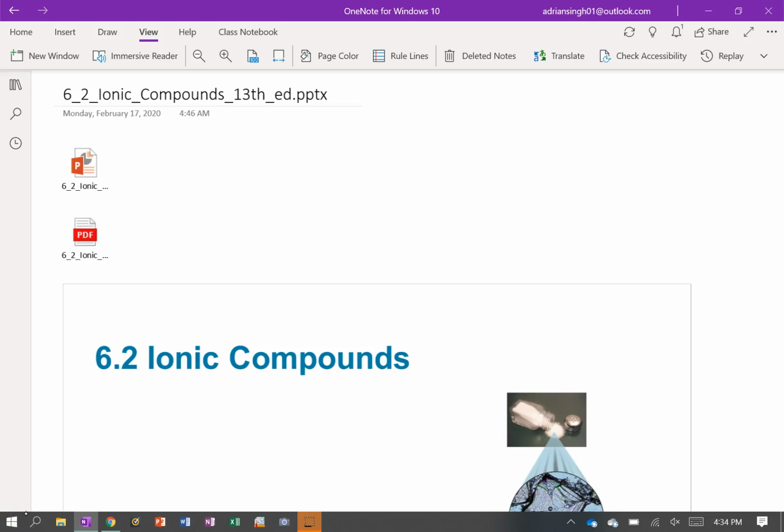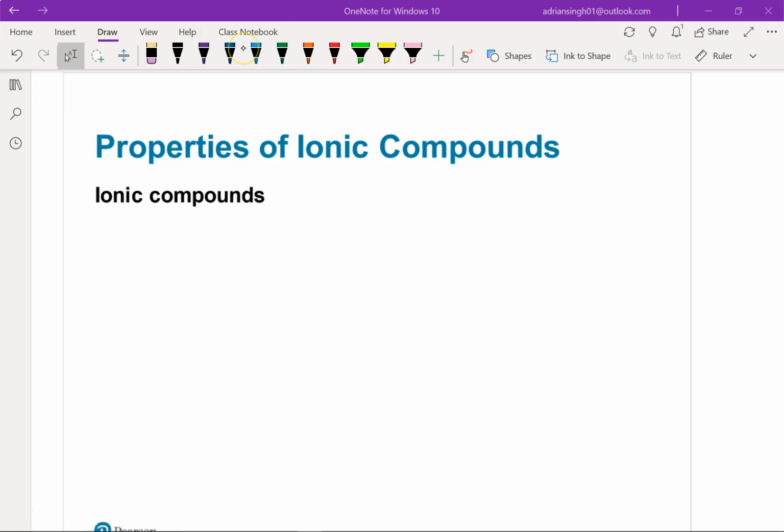Alright, so now that we have a basic idea of how ions form in the first place, now we're going to take a look at how these ions come together to make ionic compounds, how we're going to represent the formulas for these things, and then also take a look at some of the properties of ionic compounds. Alright, so some general properties that ionic compounds possess. We can list those as follows.